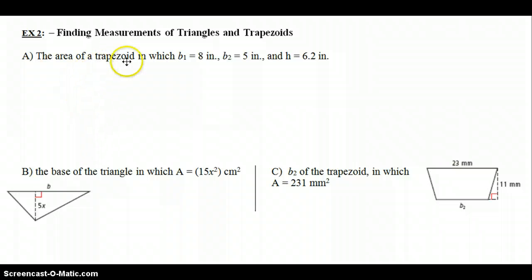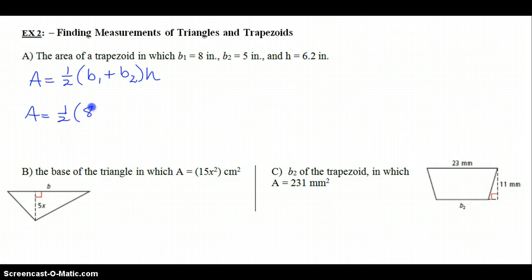Example 2a, we're going to find the area of a trapezoid in which base 1 is 8, base 2 is 5, and the height is 6.2. Now it's a matter of just filling in what we know. So we're going to start with our formula. Again, area of a trapezoid is 1/2 sum of the bases times the height. So the area in this case is 1/2 times 8 plus 5 times 6.2.